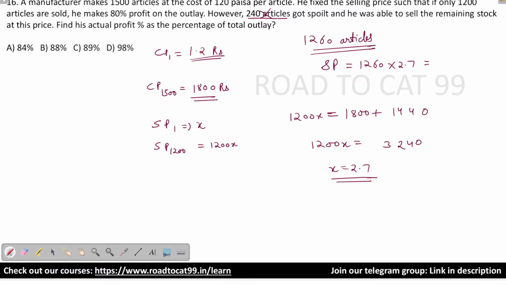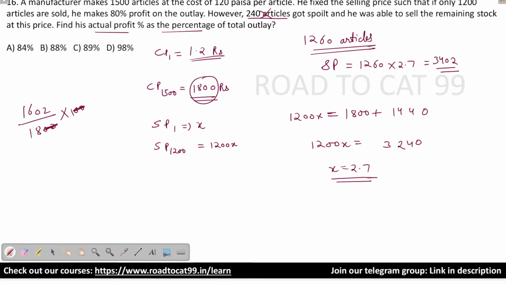राइट? थोड़ा सा कैलकुलेशन इंटेंसिव लग रहा है, राइट? That is 3402. Find his actual profit percentage. So actual cost is 1800. He is making 3402. So profit will be 1602 divided by 1800 into 100.